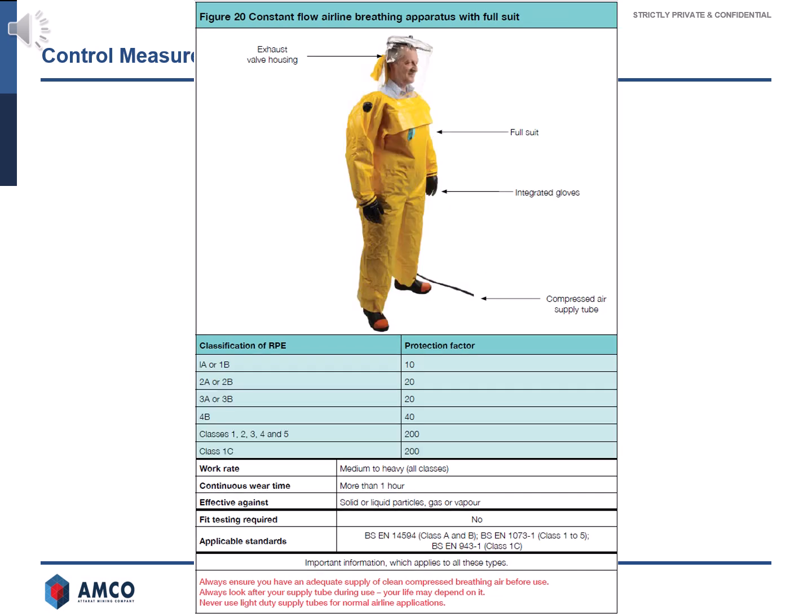Constant flow airline breathing apparatus with full suit, usage guidelines. Classification and protection factor. 1A or 1B, protection factor of 10. 2A or 2B, protection factor of 20. Class 3, protection factor of 40.